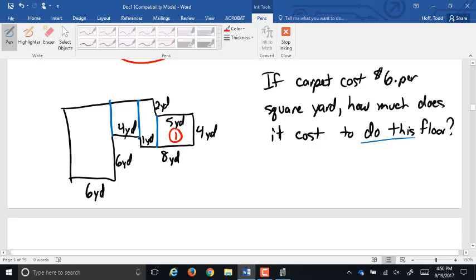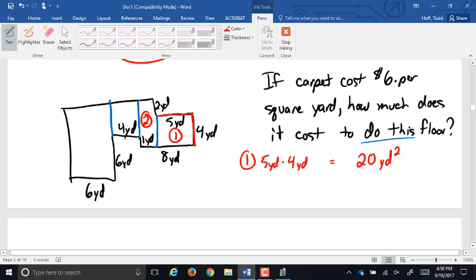This first one here, to find its area, I need 2 dimensions that make a right angle. Do I have them here? Yeah, I have the 5 times the 4, right? 5 yards times 4 yards is 20 yards squared, 20 square yards.